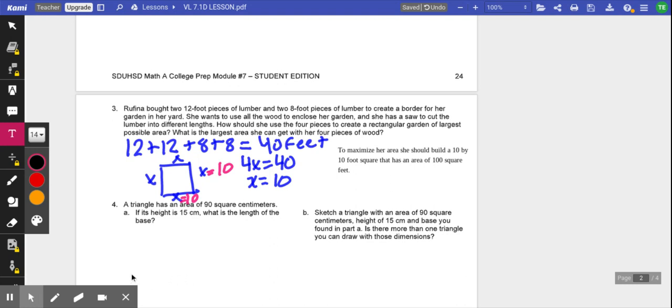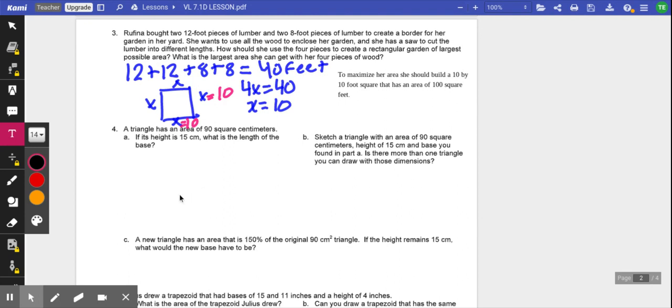All right, number 4. A triangle has an area of 90 square centimeters. If its height is 15, what is the length of the base? That's pretty easy. We just have to work backwards on our area formula. So I first start out with my area formula. I know the area of a triangle is 1/2 base times height. Plug in my information. It said the area is 90, and it said its height is 15. Okay. So I know that half of 15 is 7.5, so 90 equals 7.5 times the base. Then I just have to divide by 7.5, and I get the base is 12 centimeters.